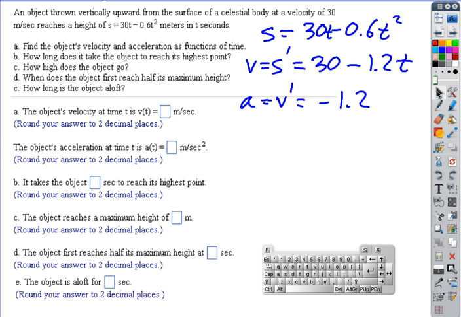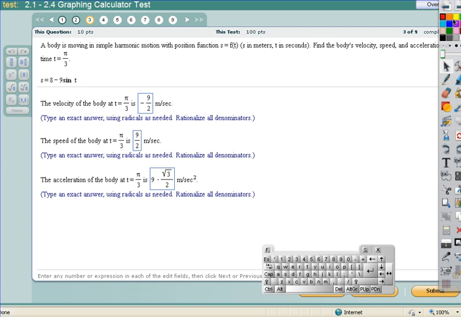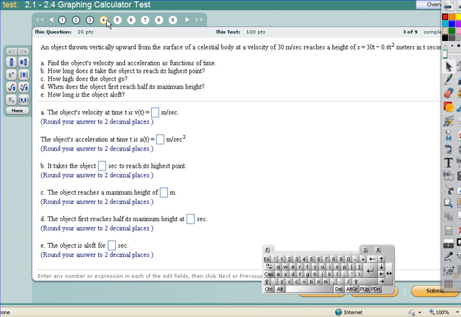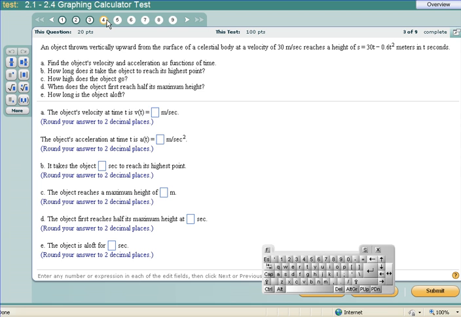Oops, I'll go back. So velocity. What did we say it was? 30t minus 1.2. No, 30 minus 1.2t. Yeah. 30 minus 1.2t. And acceleration is negative 1.2.